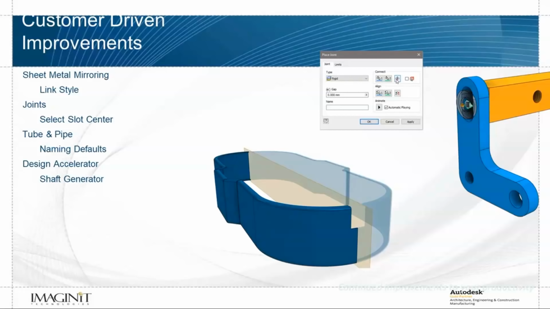And similarly, when you do a shaft generator from the Design Accelerator, you can determine things on that. What do I want created? Do I want all of it created? So sometimes there were things that just worked that way. Now they're kind of updating it so it works a little more intelligently and makes sense.